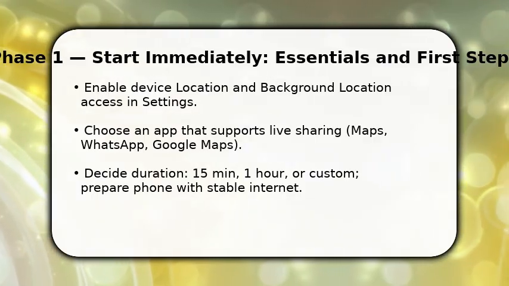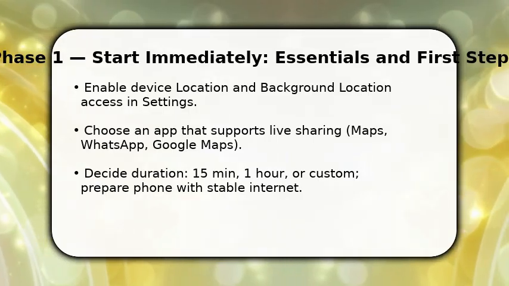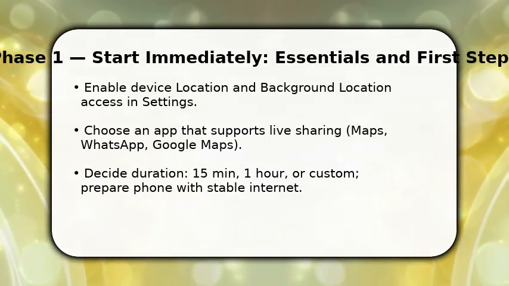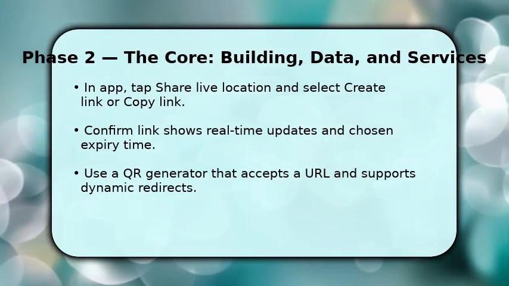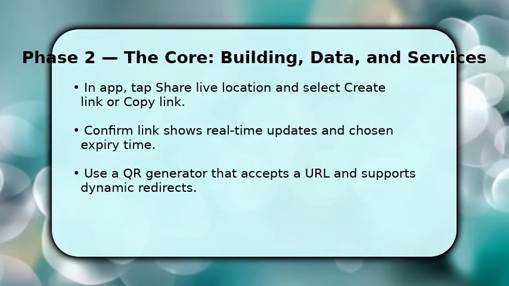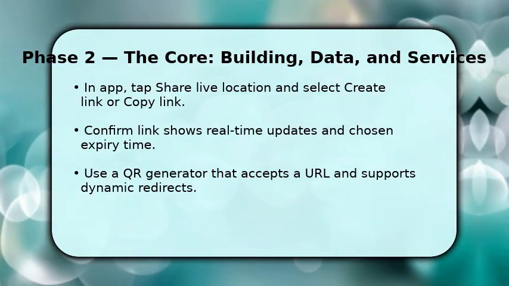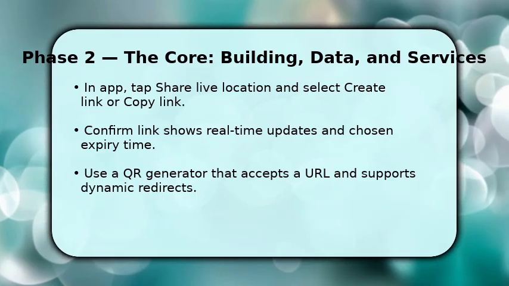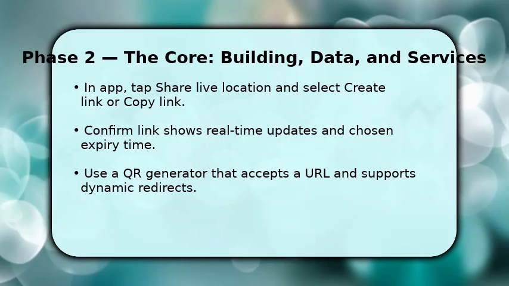Once done, make sure you have stable mobile data or Wi-Fi because the QR encodes a live link that needs continuous updates. Now, create the live location link inside the app. Tap Share Live Location, then create link or copy link to the clipboard. Verify the link opens a map with your real-time position and the selected expiry time. This is why testing briefly is important.